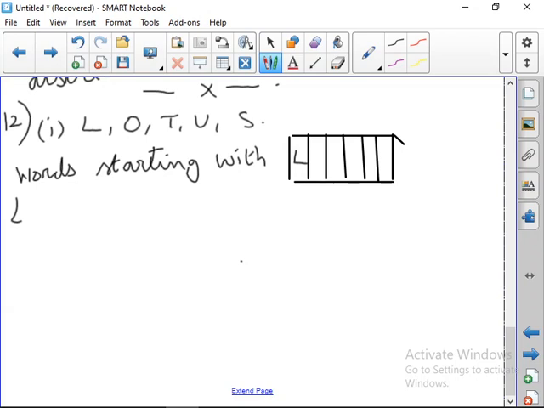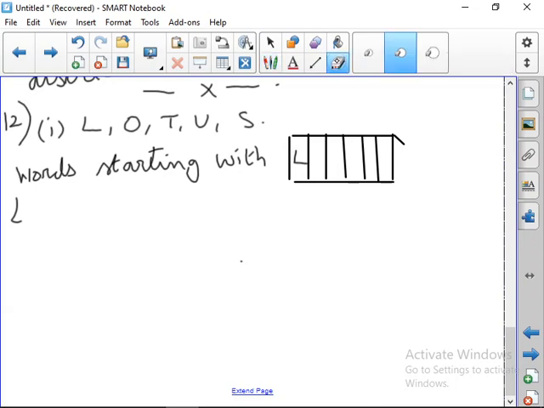So first we can take L, then O can be taken, T can be taken, and so on. This order is what they call strings. Okay, so words starting with L.